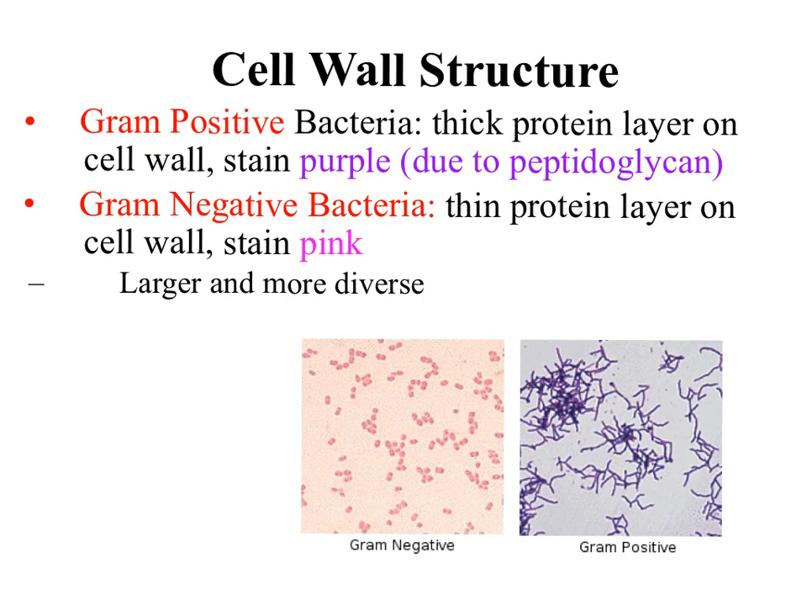If it's gram-negative, then it will stain pink. And so gram-negative bacteria have a thin protein layer on their cell wall and no peptidoglycan, so they're pink. And they're generally a larger and more diverse group of bacteria, whereas our gram-positive have that thick protein layer, that peptidoglycan, and so they turn purple.